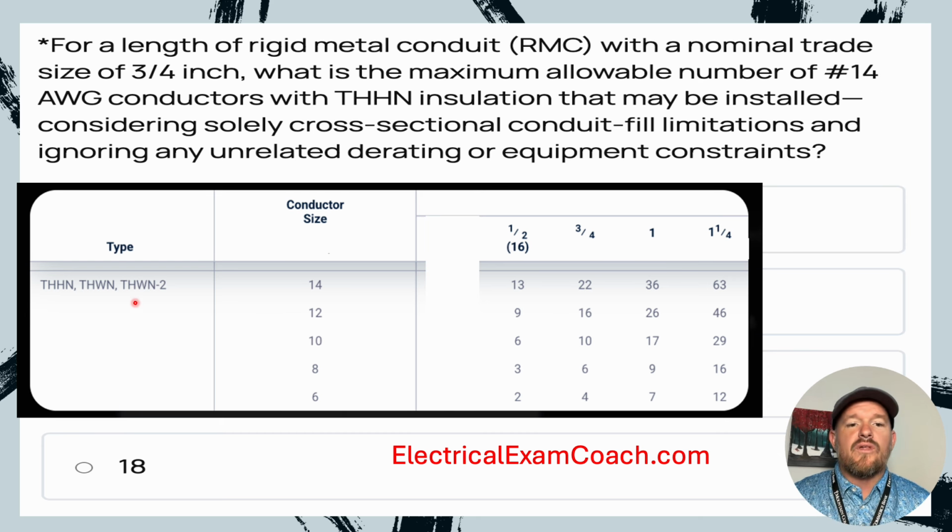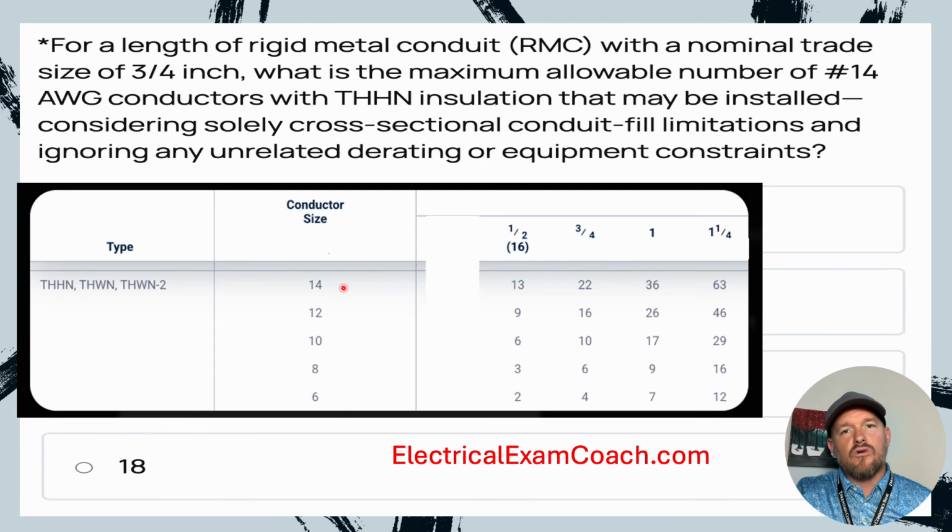So we need to know that we are rigid metal conduit. We got that. The next thing we need to know is the type of insulation. And in this case, it's THHN. So we're going to start on the left-hand side of the table until we find THHN. The next thing we need to know is the size of the conductor. So we fall in one of the columns that has THHN and number 14 in it.